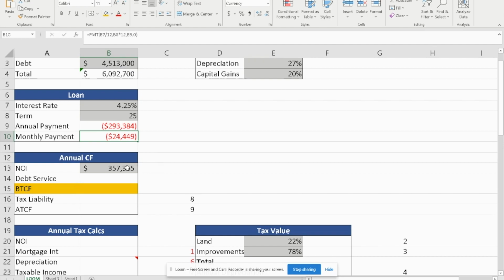To calculate the annual payment, you simply multiply this times 12, and you should get $293,000. The net operating income for the first year was given to us. And since we have the debt service, we just simply need to move the debt service from up here to down here.